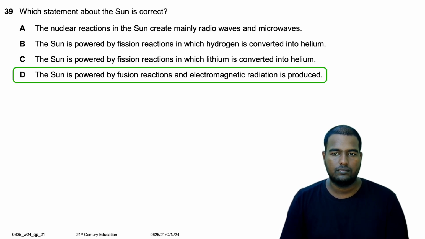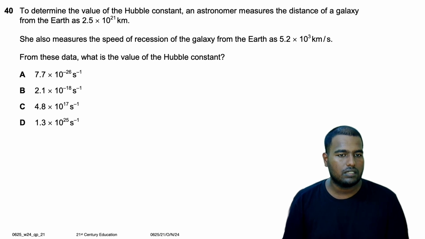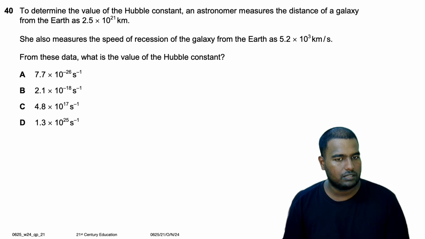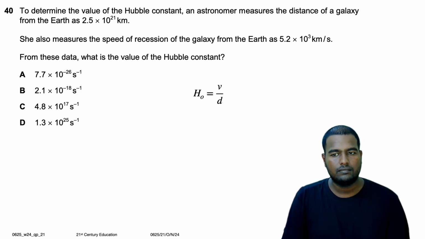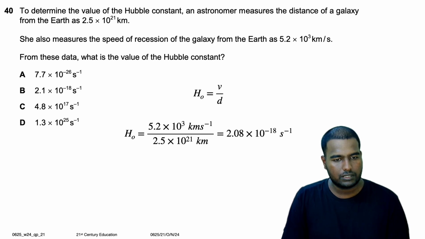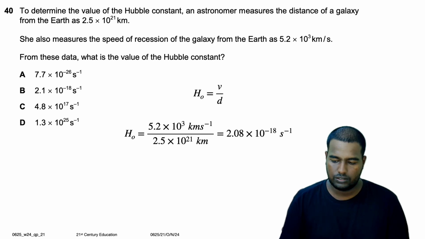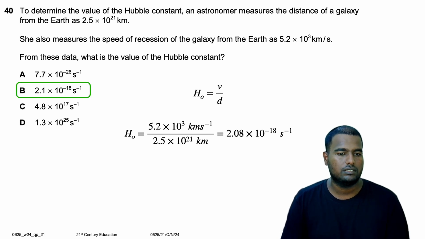Super. To determine the value of the Hubble constant, an astronomer measures the distance of a galaxy from Earth as 2.5 × 10^21 kilometers. She also measured the speed of recession of the galaxy from the Earth as 5.2 × 10^3 kilometers per second. From this data, what is the value of the Hubble constant? Hubble constant is V divided by D. So 5.2 × 10^3 kilometers per second divided by 2.5 × 10^21 kilometers. So it's 2.08 per second × 10^-18.